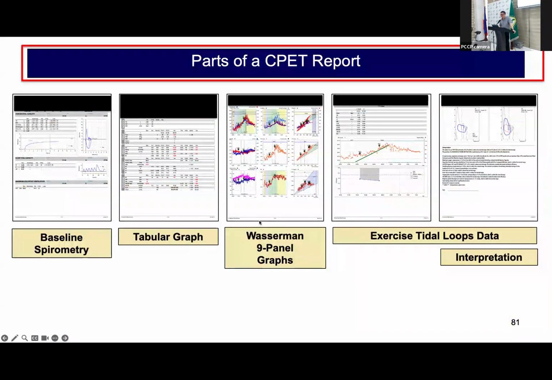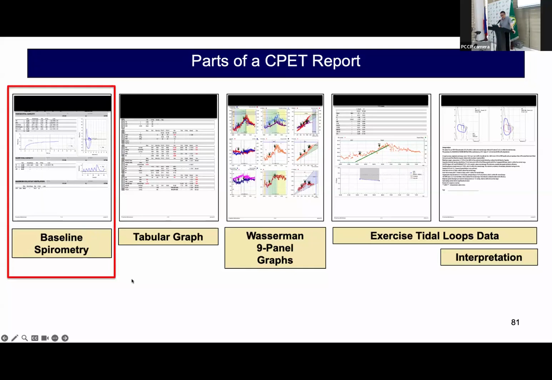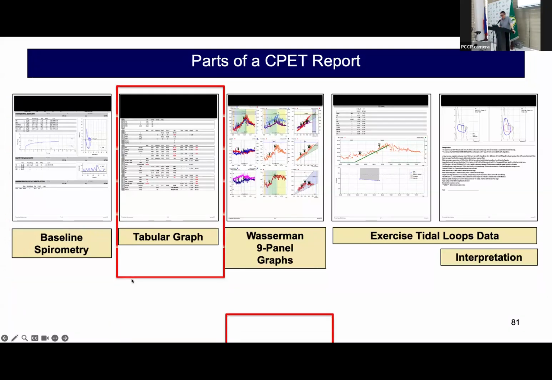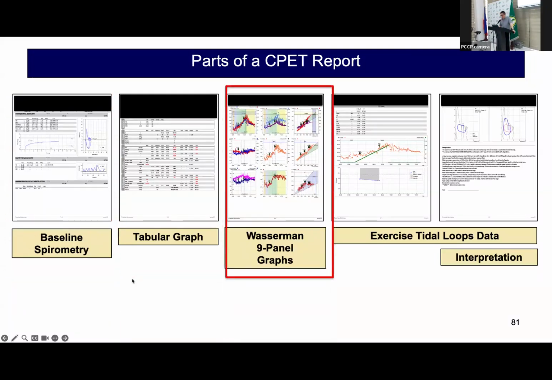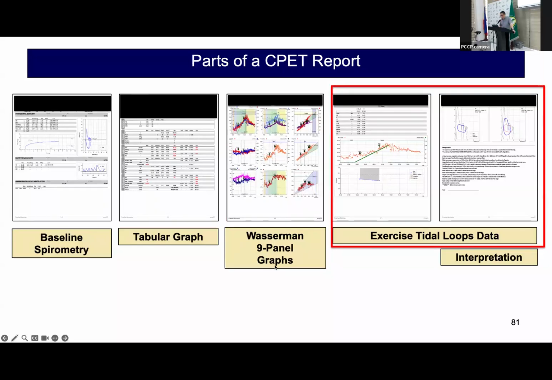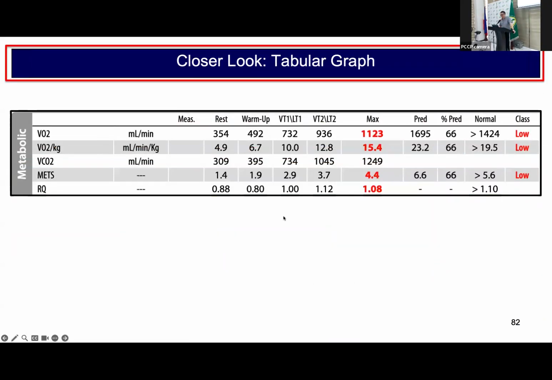cardiovascular. So this is the CPET report in the institution I'm affiliated with. We have the baseline spirometry. You have your tabular graph. You have here your Wasserman 9 graphs. We have a lot of exercise tidal loop. Then we only have less than a page of interpretation. Okay. So let's have a closer look at the tabular graph.